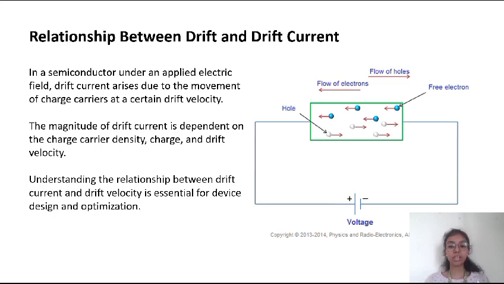In the given picture, we can observe the holes, free electrons, and the flow of electrons moving on the left side and the flow of holes moving on the right side. We can see the voltage also in the given picture.